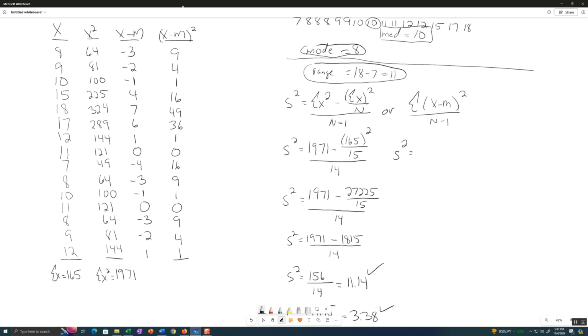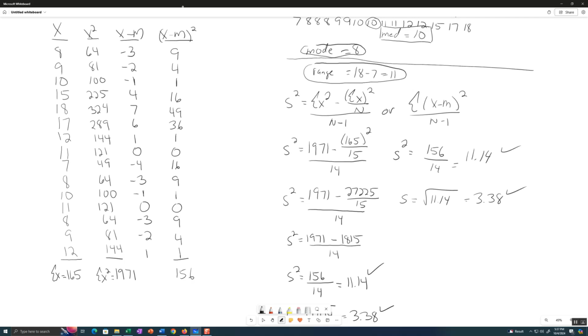13, 14, 30, 79, 115, 116, 132, 141, 142, 151, 155, 156. And that's correct, because that's what the last one was. So this is 156 over n minus 1, which is 14. 156 over 14 is 11.14. This is what I got previously. And then the square root of that is 3.38 rounded. So I've done it both ways.